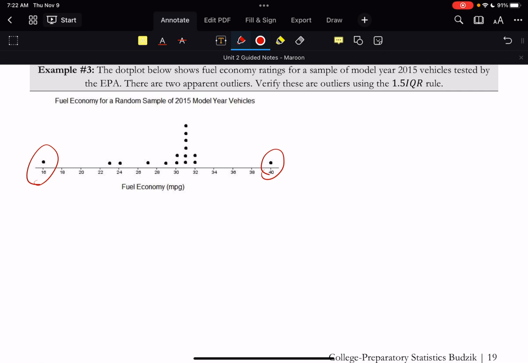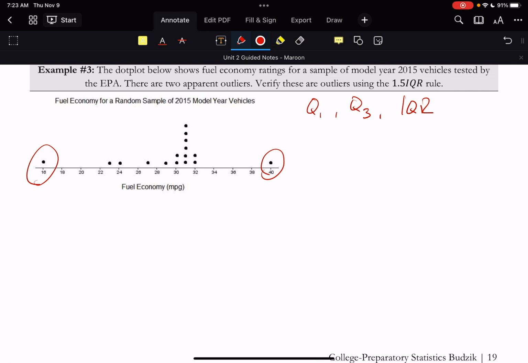So what I need to do is first find my Q1, find my Q3, and find my IQR, okay? So I need to find my lower quartile, my upper quartile, and my IQR. I can just put these data values into my calculator if I want to. So I'm going to edit my list.